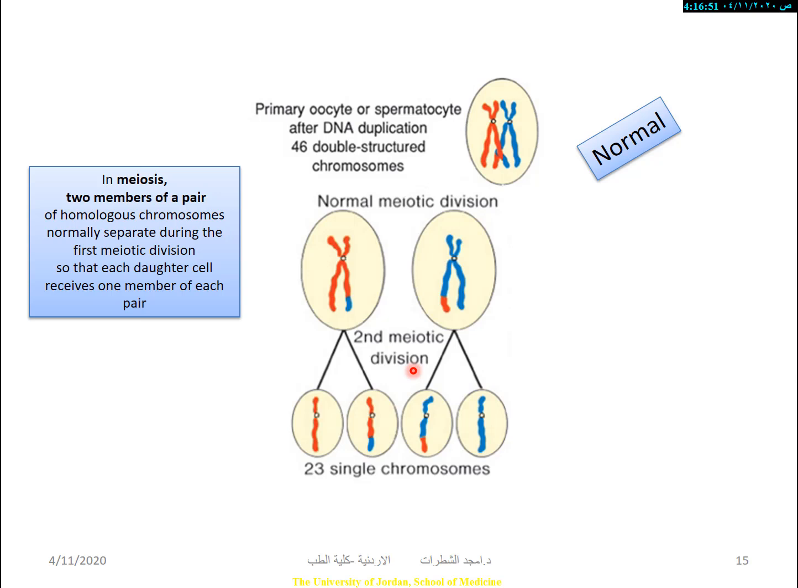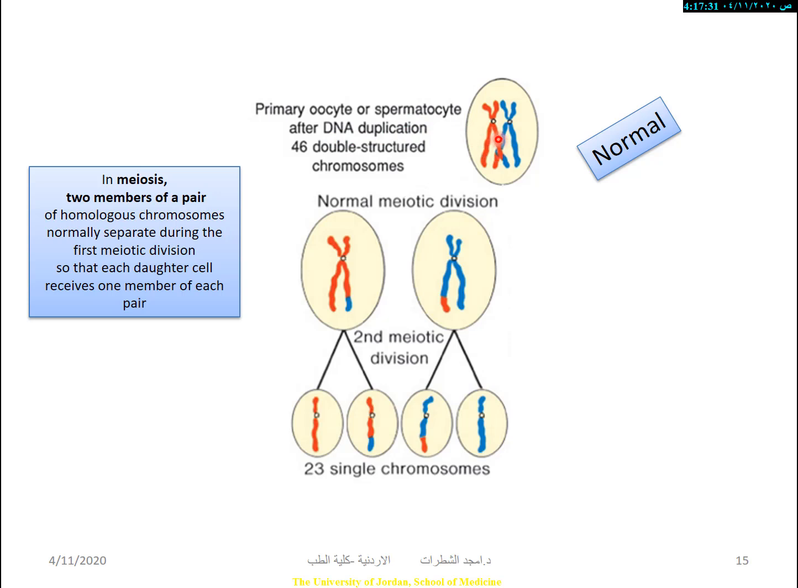In meiosis, two members of a pair of homologous chromosomes normally separate during the first meiotic division, so that each daughter cell receives one member of each pair. The example here is not about human cells, a primary oocyte or spermatocyte. You need to understand that this could happen in oogenesis and spermatogenesis. Let's put it this way.